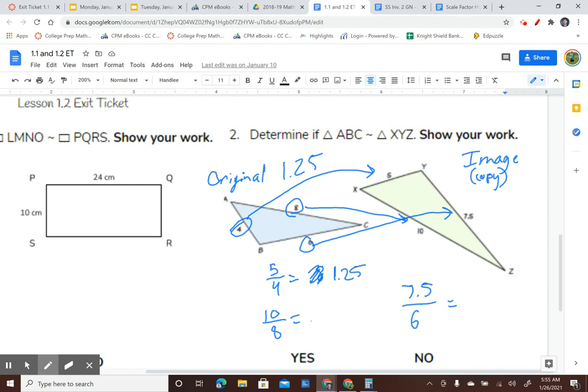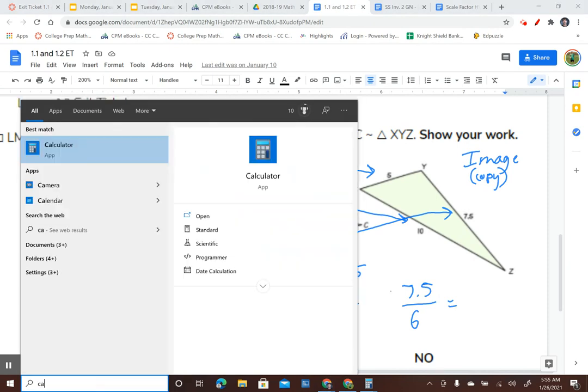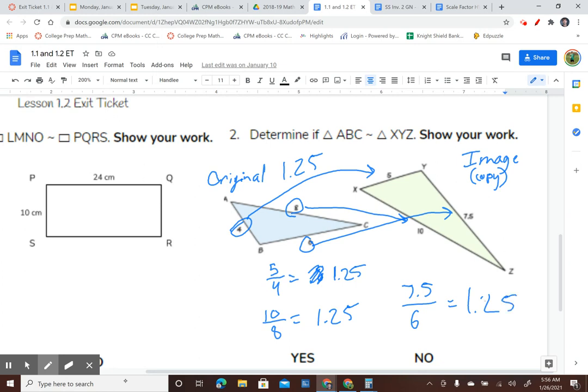Next, if we do 10 divided by 8, that's the same thing as 5 over 4. So again, we're going to get 1.25. And let's do 7.5 divided by 6. 7.5 divided by 6 also gives us 1.25. So notice we get 1.25 as the multiplier for every single one of these numbers here. We multiply each of them by 1.25. That is our scale factor.